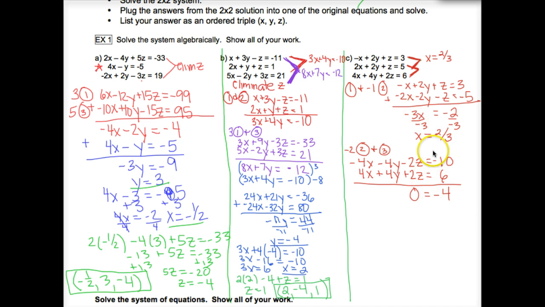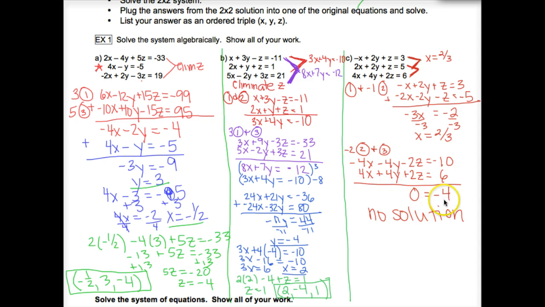This, again, should be cause for celebration. Hopefully you recognize this from the 2 by 2 systems. When all your variables drop out and what is left is a false statement, you can stop what you're doing. You do not have to do the rest of the steps. And of course, check to make sure that you actually did the steps correctly. But when this happens, since 0 does not equal negative 4, that means this 3 by 3 system has no solution. There is no ordered triple that can satisfy all 3 of those equations.